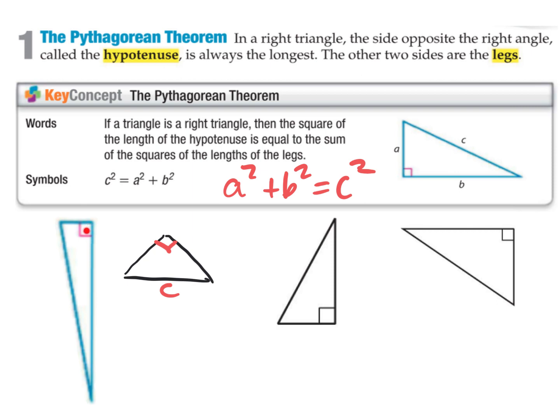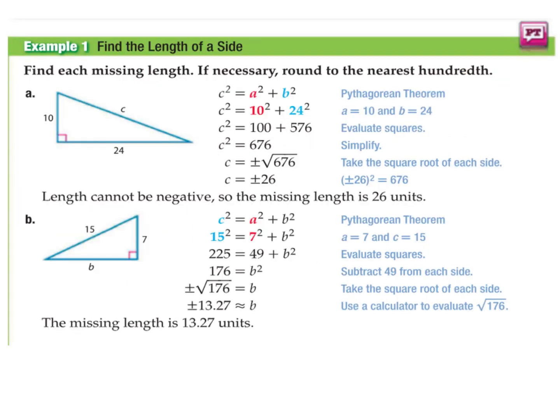So right here, here's a 90-degree angle. That means that this is the longest side. This is my C side, my hypotenuse. Right here's my 90-degree angle. That means that this guy is my hypotenuse, the C value. Here's a 90-degree angle. That means that this one right here is the hypotenuse, the C. Okay. So you got to be able to identify C in order to use this theorem, A squared plus B squared equals C squared.